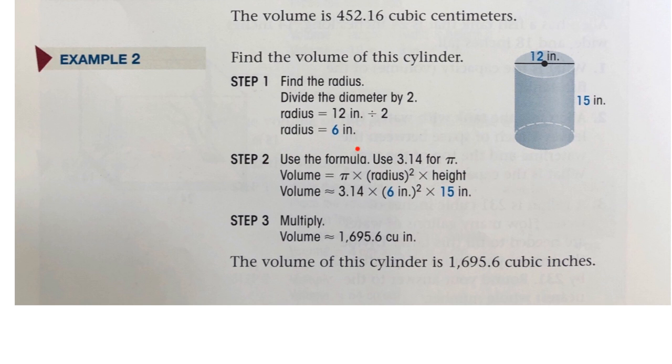Step 2, use the formula and use 3.14 for pi. So replace the formula's symbols with the numbers: 3.14 times 6 squared, which is another way to say 6 times 6, times 15 inches. And so when you do all that multiplication, the answer is 1,695 and 6/10 cubic inches for this cylinder.